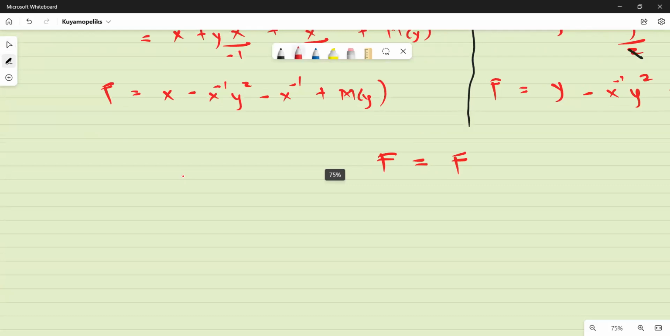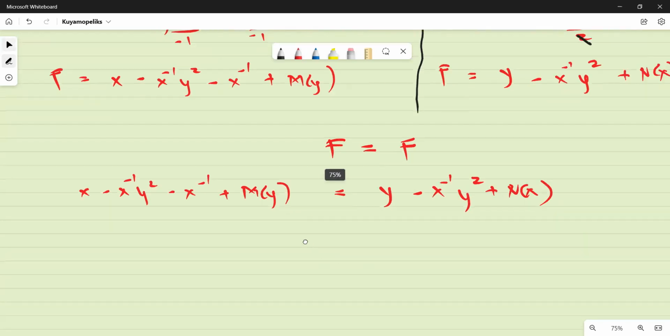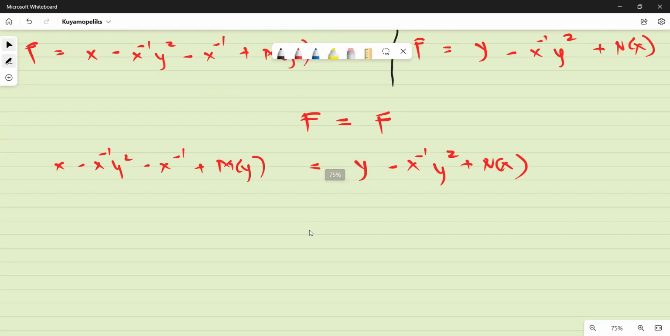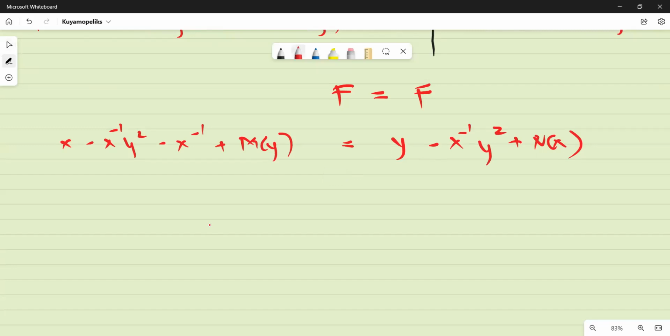Now, what is on our left side? That is x minus 1 y squared minus x raised to negative 1 plus m of y is equal to y minus x raised to negative 1 y raised to 2 plus n of x. Now, how does this similar equation work? Since we have m of y on the left side, we should look for a pure y function on the right side. And upon inspection, there is only this. So definitely, our m of y is equal to y.